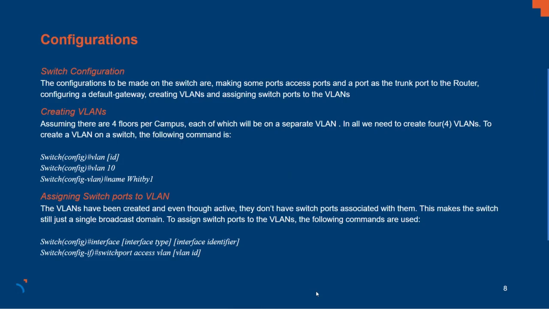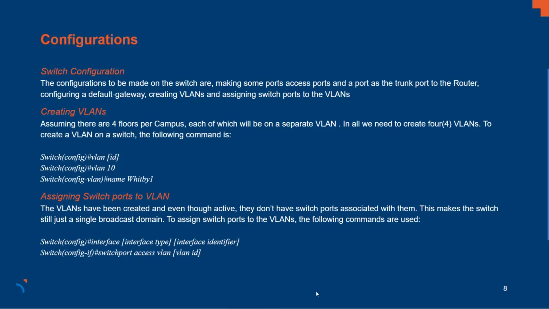Thank you, Sally. So now I'm going to be taking the remaining part of the presentation. First, we're going to be looking at the configurations that we made. First, we have the switch configuration. The configurations that we made on the switch are making some ports access ports and some ports trunk ports to the router, configuring a default gateway, creating VLANs, and assigning switch ports to the VLANs.